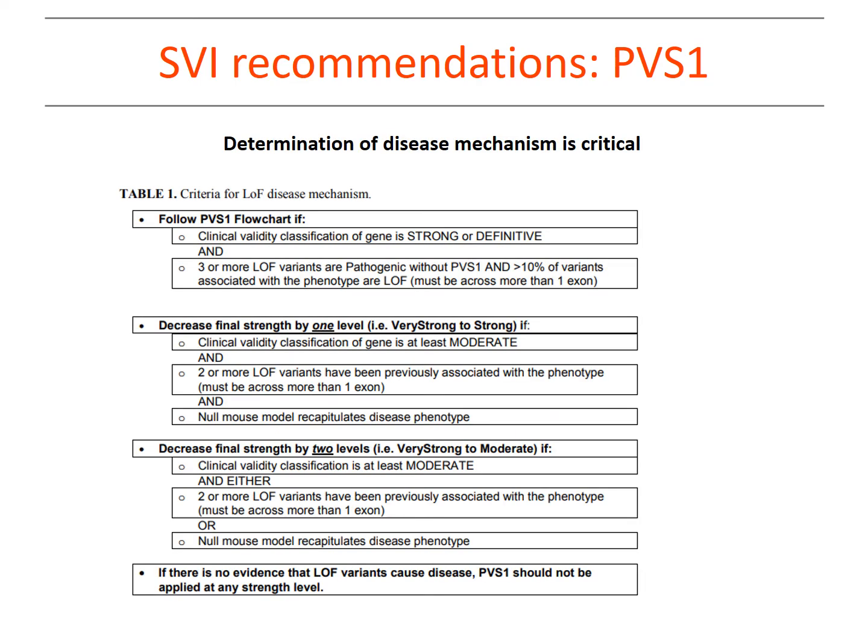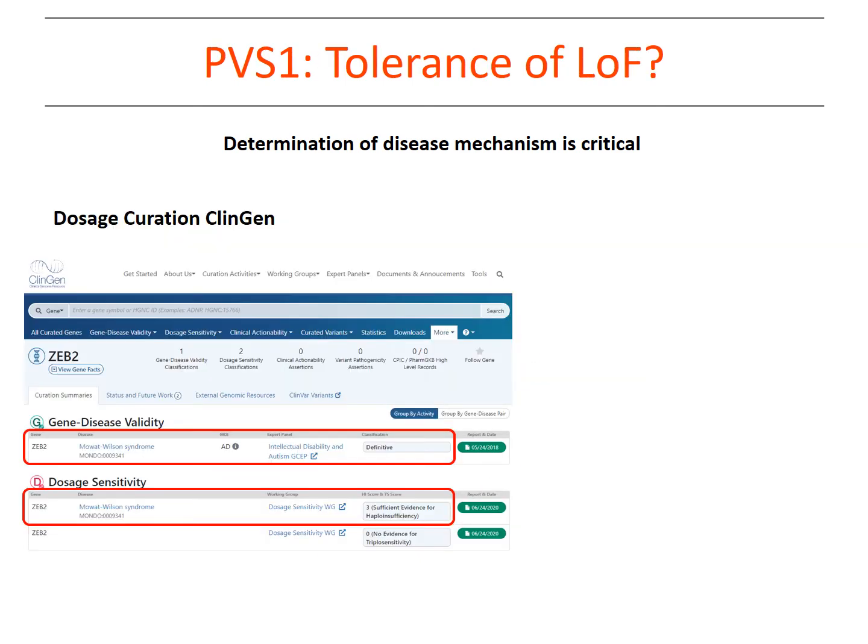So the first point is that it is very important to determine the disease mechanism. So if you want to apply PVS1, you must be sure that loss of function is really the disease mechanism. And how can you do that? You can look in ClinGen. I can show you right now how this is done. If the clinical validity is strong or definitive, or if not, then you can follow this other workflow, this other decision tree here. Okay? But where can you look for it?